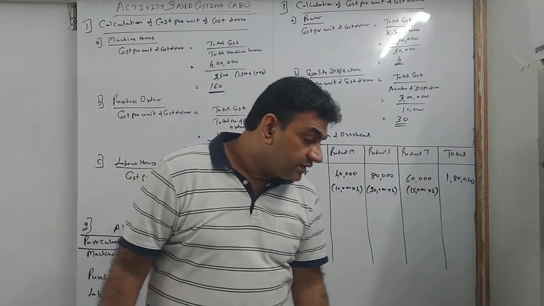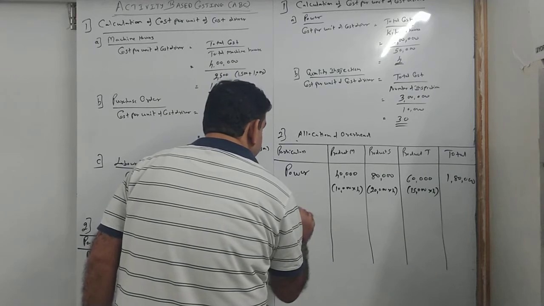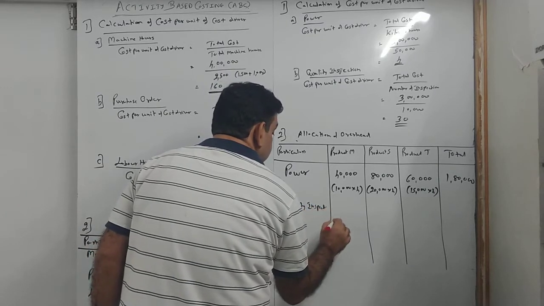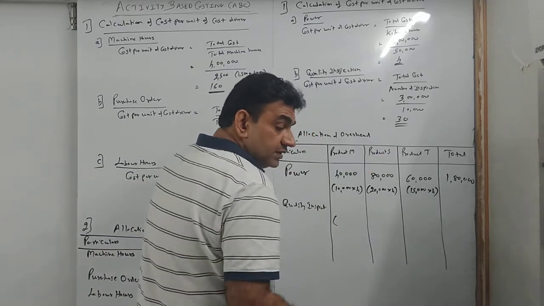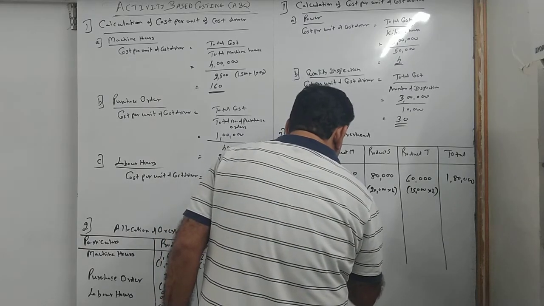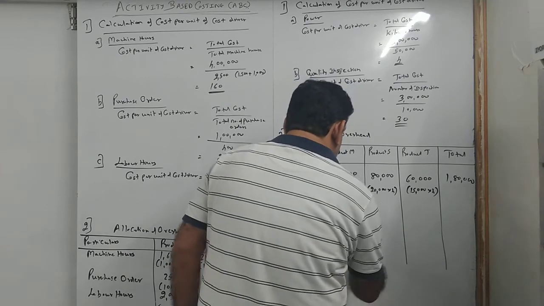Same way, quality inspection. ठीक है, so quality inspection same thing. Cost per driver 30. देखो कितना है M का? 3,500. So 3,500 into 40. Sorry, 30.